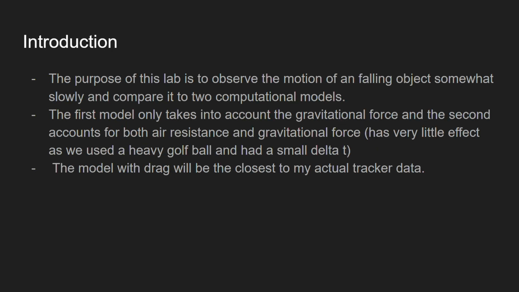The purpose of this lab is to observe the motion of a falling object and compare it to two computational models. The first model only takes into account the gravitational force, and the second one accounts for both air resistance and gravitational force. As we can see later, it has very little effect as I used a heavy golf ball and had a small delta T. The model with drag will be the closest to my actual tracker data.